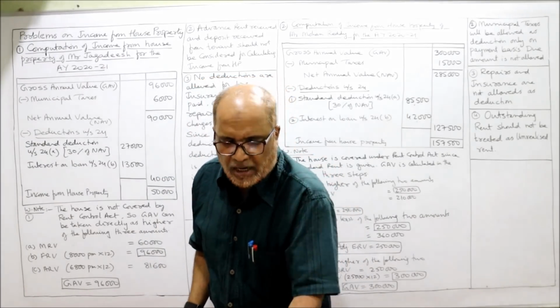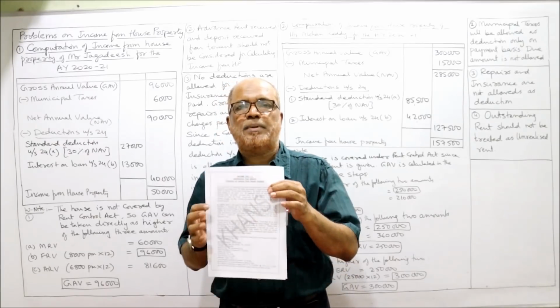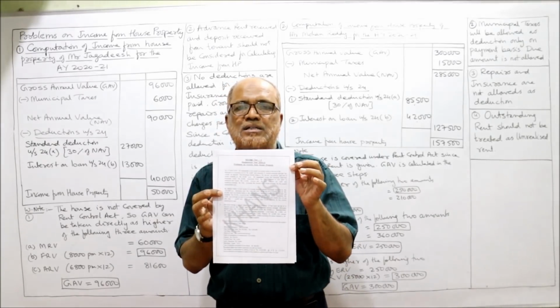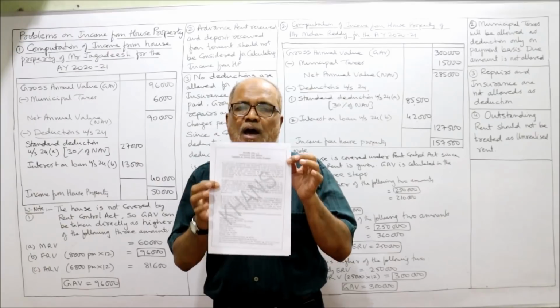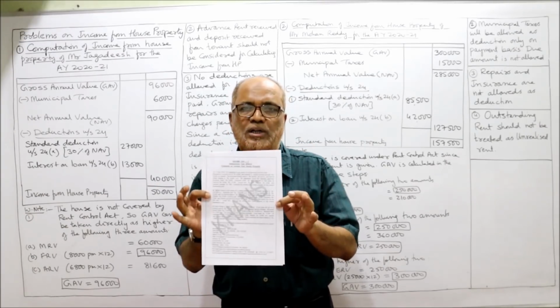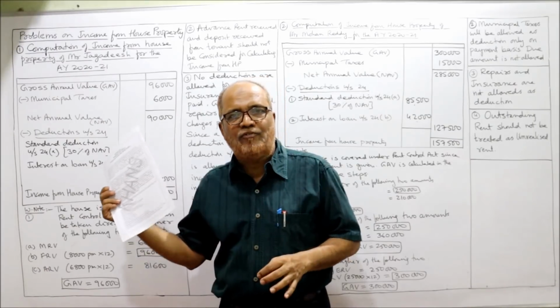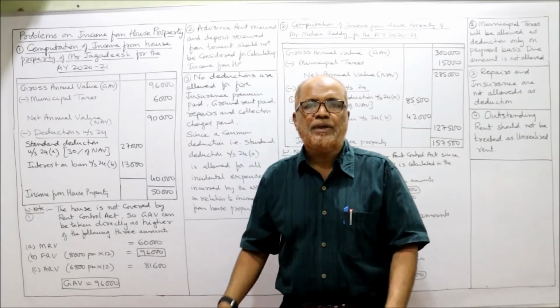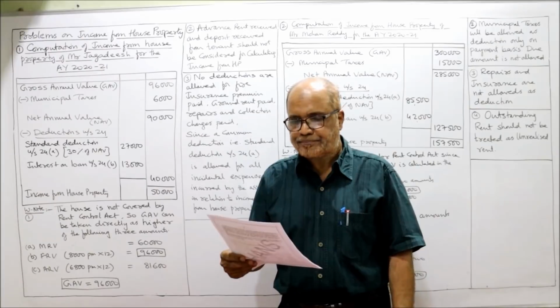Now, before starting the problems, I expect my viewers to have a printout of the problems. I have provided these problems in the link under my description. So take a printout and keep it ready before watching the problems on income from house property.